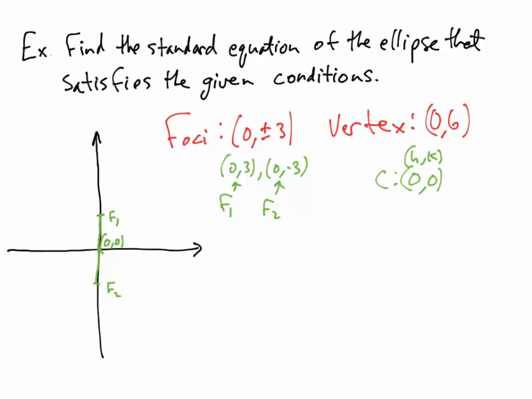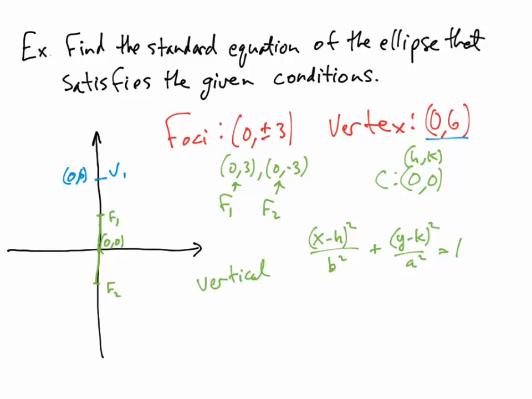So because the major axis is vertical, we have a vertical orientation, and the standard form of the equation is going to be x minus h squared over b squared plus y minus k squared over a squared is equal to 1. We've already figured out what the h and the k values are. Now let's take into account what this vertex is. The vertex is 0, 6. So that means this point up here, 0, 6, is one of our vertices.